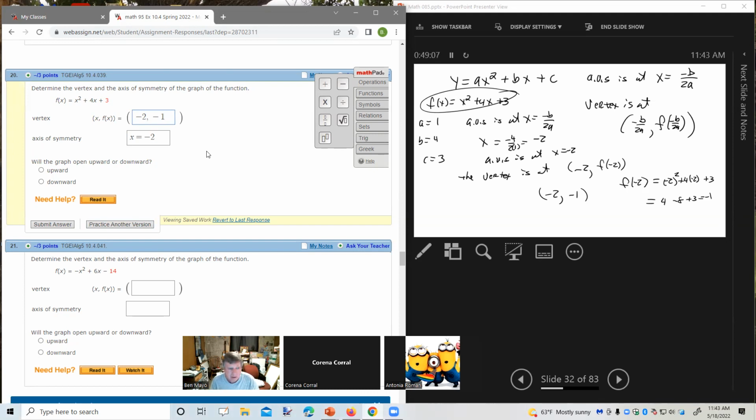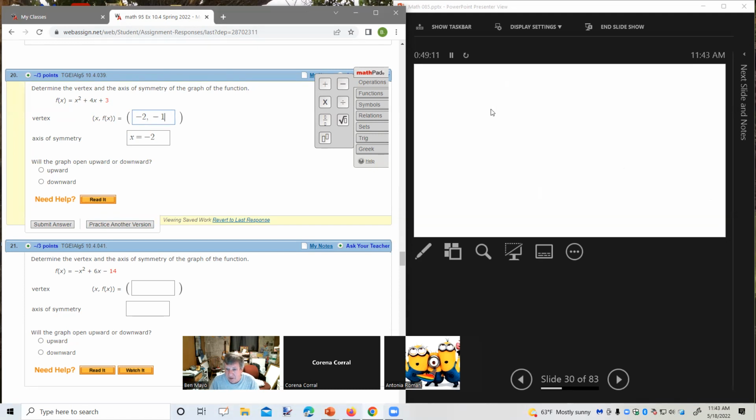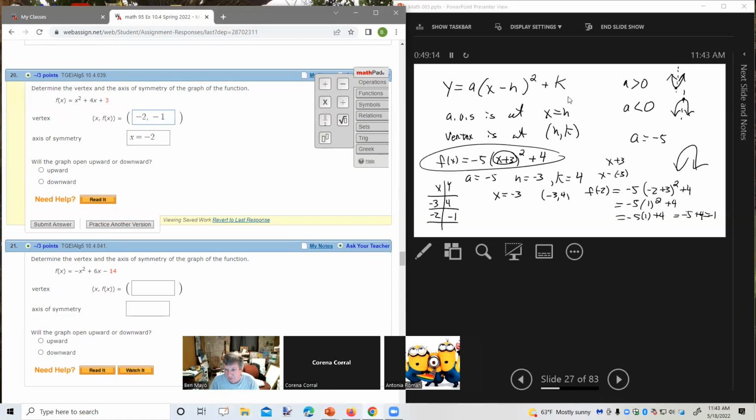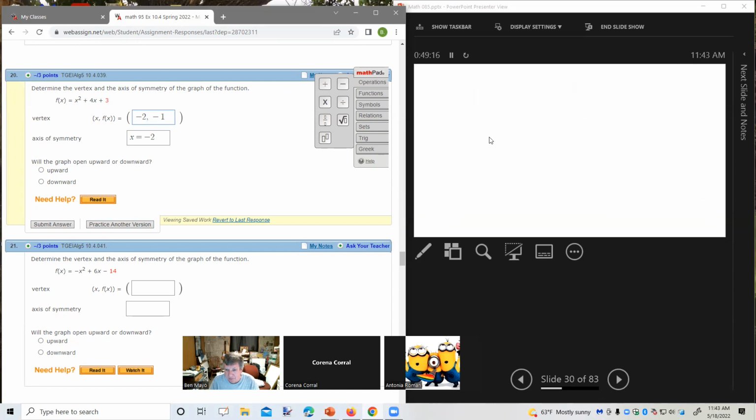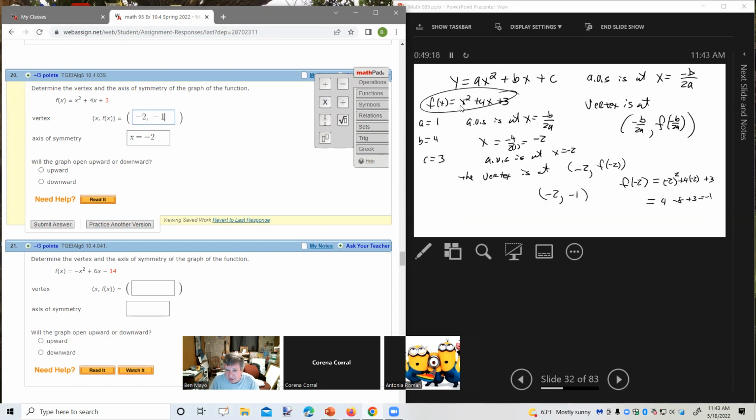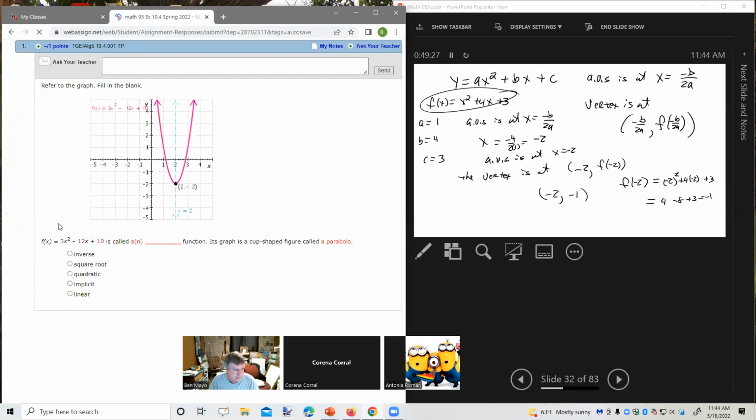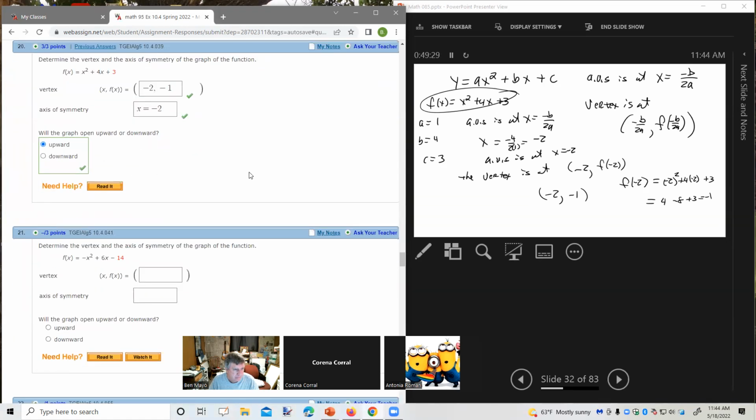Is a positive or negative? Well, the same thing is true with a in this form as it is with a in that form. If a is greater than 0, it opens up. If a is less than 0, it opens down. Here, a is an implied 1, so this is going to open upwards. All right, you okay with that? Can we do another one? Yep. Please. We're going to do another one.